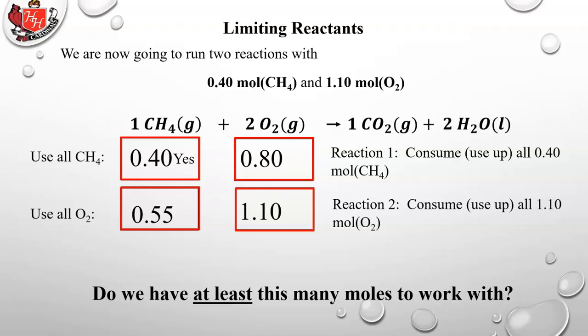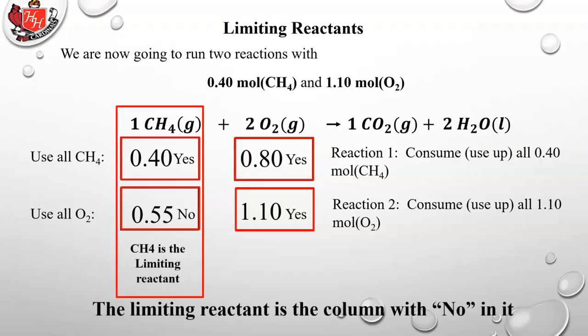Do we have 0.8 moles of O2? And you look, yes, we do. We actually have more than that. We have 1.1 moles of O2. So yes for that one. Now we go down below. Do we have 1.1 moles of O2? And the answer is yes. That's exactly how much O2 we have. Now we go back to the box on the bottom left. Do we have 0.55 moles of CH4? And the answer is no. We only have 0.4 moles of CH4.